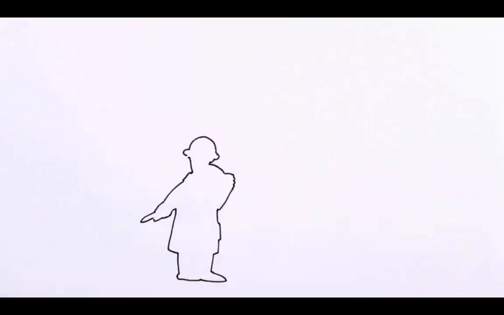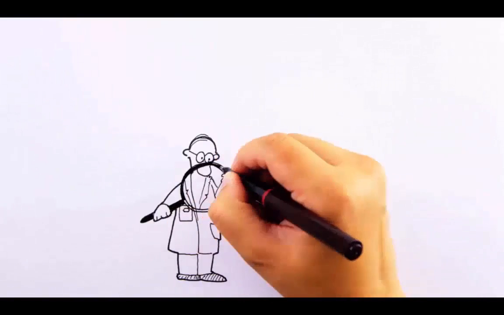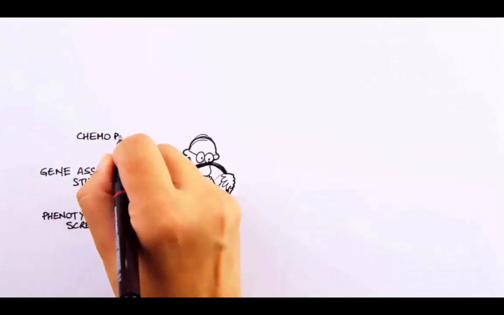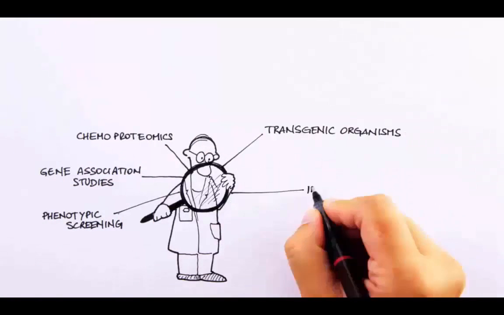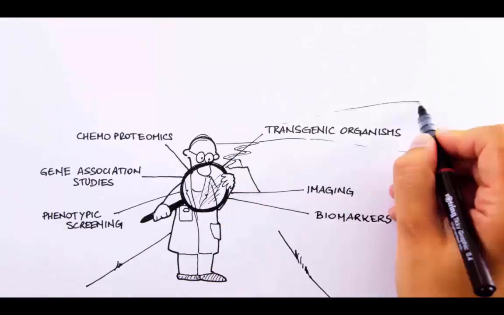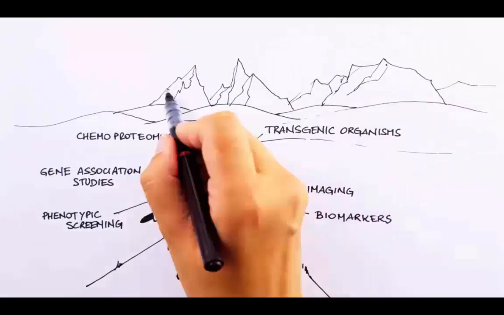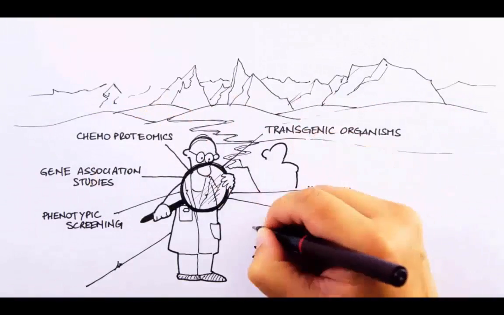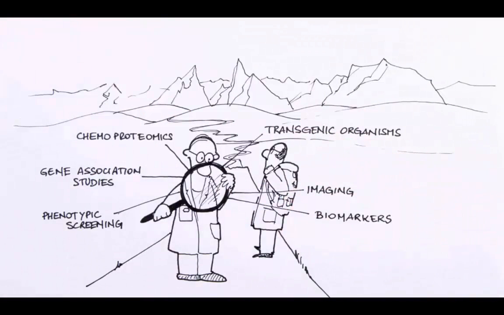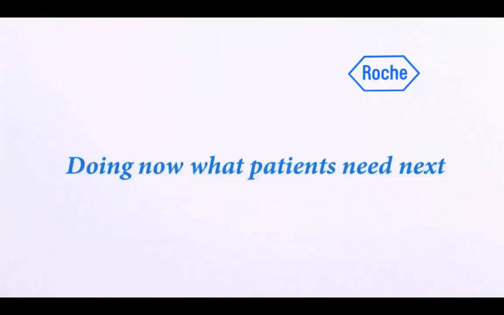At Roche pRed, we consistently look for new targets with many different approaches, from phenotypic screening to gene association studies, to chemoproteomics, transgenic organisms, imaging, biomarkers, and many other methods, looking for the gold nugget of information hidden in large amounts of biological data. Identifying the right target is only the first stage of a very long process. But, as a wise man said, a journey of 1,000 miles begins with the first step. And with a potential cure at the end of the path, we confidently begin the march.